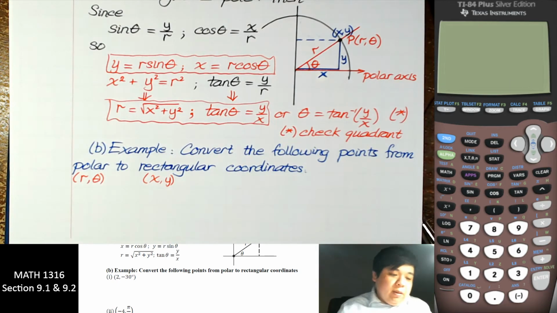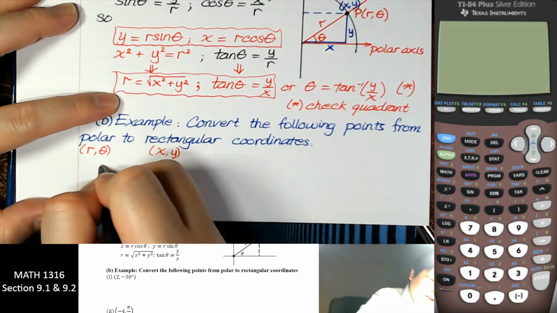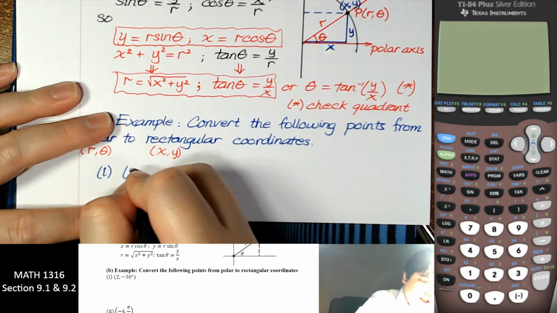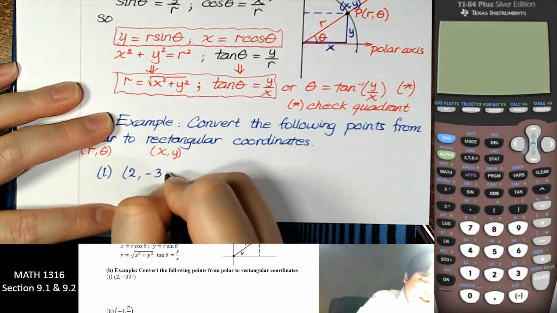Right. So let's look at the first example. We have the point 2 and negative 30 degrees.